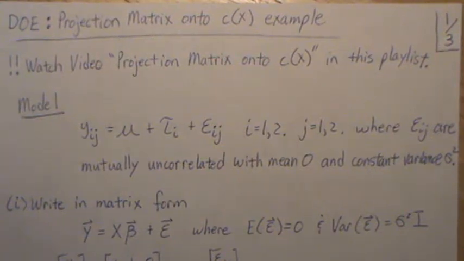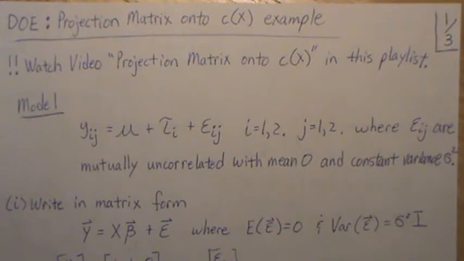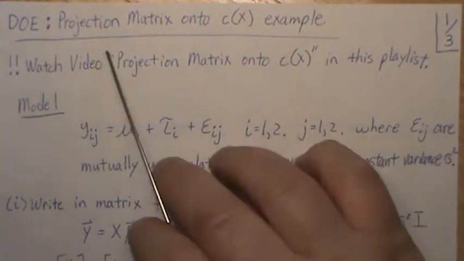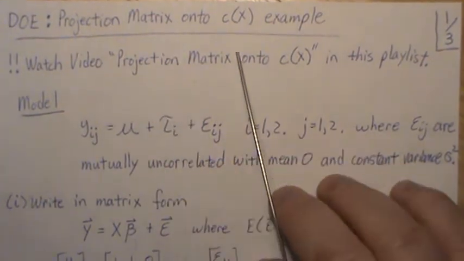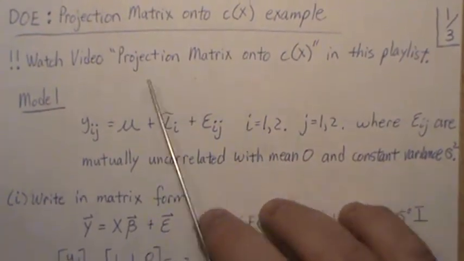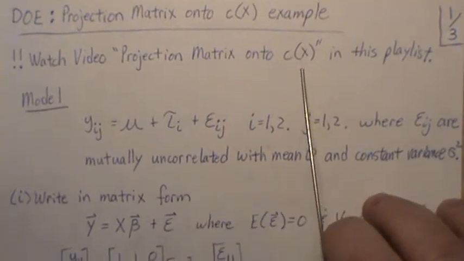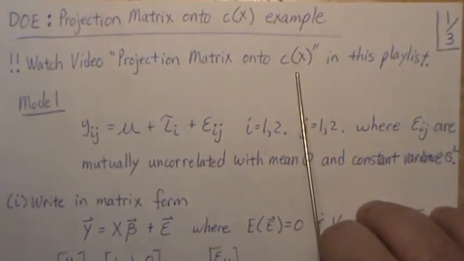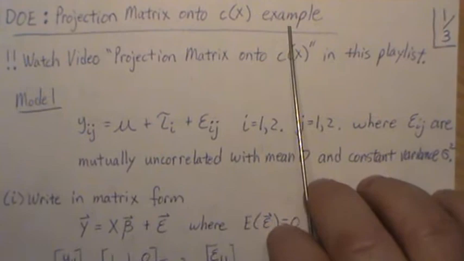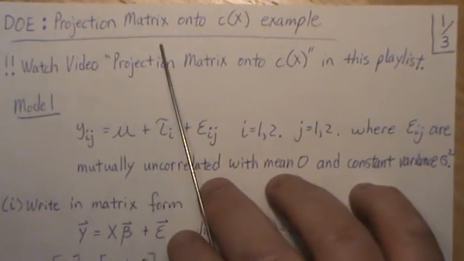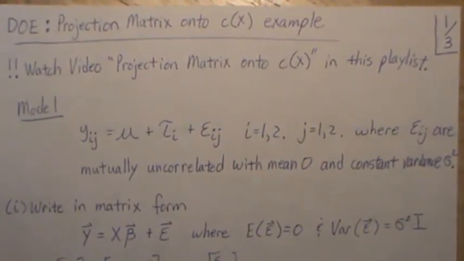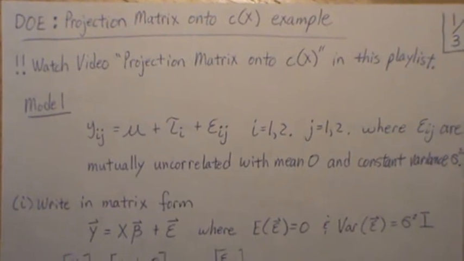Hello, this is the next video in a playlist I'm calling General Linear Models Design of Experiments. This is a follow-up video where we looked at the projection matrix onto the column space of X, and that's a video that I strongly suggest you watch prior to this video. This video is an example using the methods that we derived and examined in the previous video.